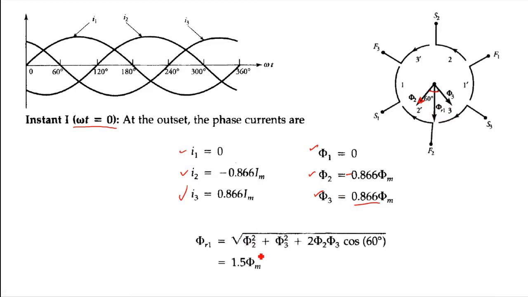Phi r will be the square root of phi 2 square plus phi 3 square plus 2 phi 2 phi 3 cos of 60. So that will give me 1.5 into phi m. Now the conclusion is that at instant 1, that is when omega t equals 0, we are finding the resultant flux which is lying in this direction, and the magnitude of phi r is 1.5 phi m, right?